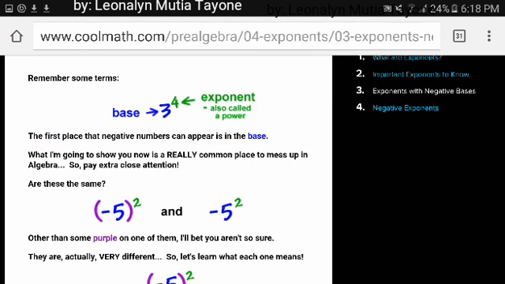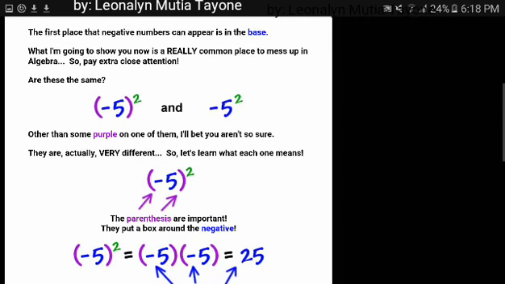Okay, first let's review this. Remember some terms. Base, yung 3, tapos yung exponent, yung 4. Dito tayo sa, is this the same, yung negative 5 na sa loob ng parenthesis, tsaka siya ni-raise ng 2, and itong negative 5 raised to 2. Now let's take a look at this negative 5 na nasa loob ng parenthesis, tsaka siya ni-raise ng 2, versus nitong negative 5 raised to 2. Kung magkapariha ba sila? The answer is, they are actually very different. So let's learn what each one means.